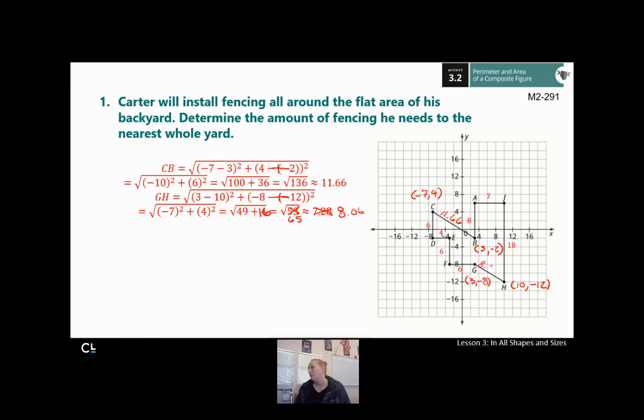So 8.06, so we'll put that there. All right. I have all my sides. Let's add them all up. It's a lot of sides. So let's find our perimeter. Let's go ahead and add up all our sides.